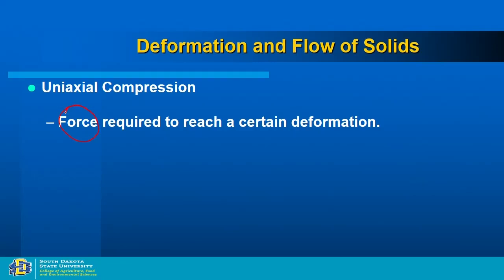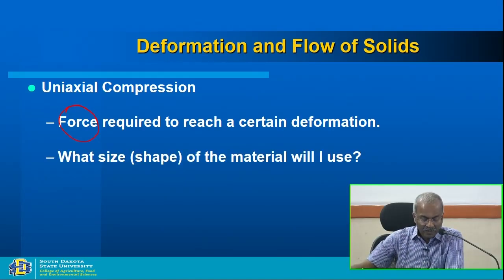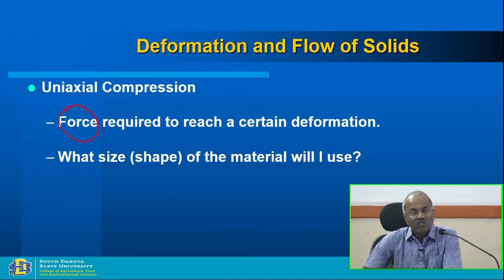So in uniaxial compression, it's the force that is recorded. So you are monitoring the force as you deform the material. In a classical compression test, that's what we do. So in this case, what size and shape of the material will I use?